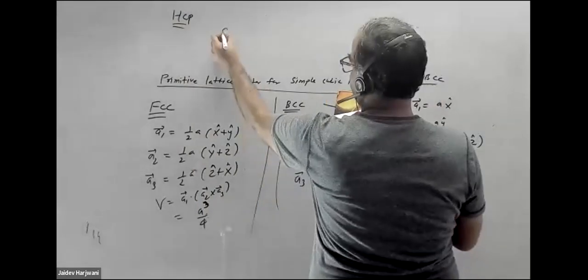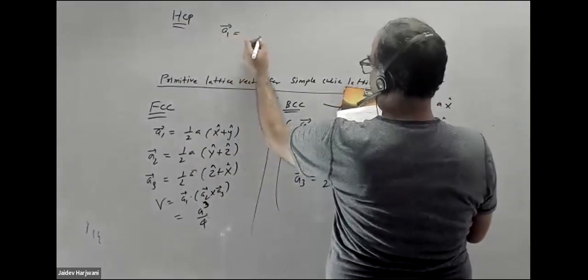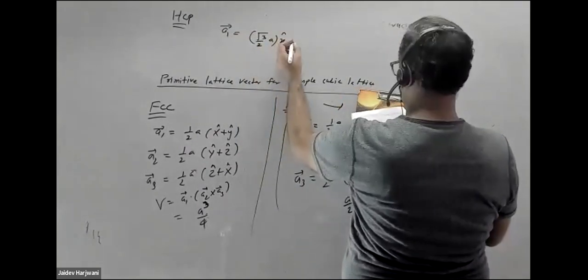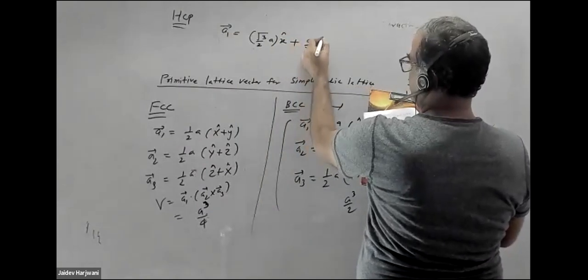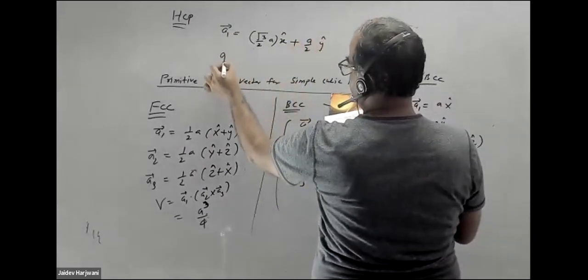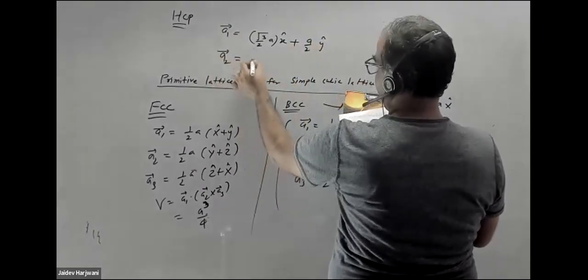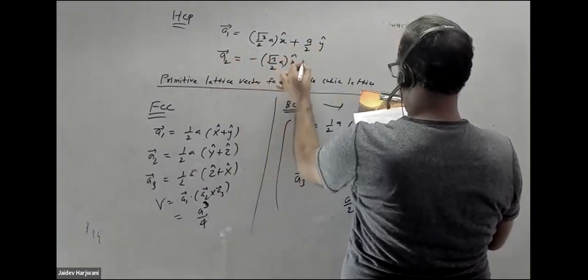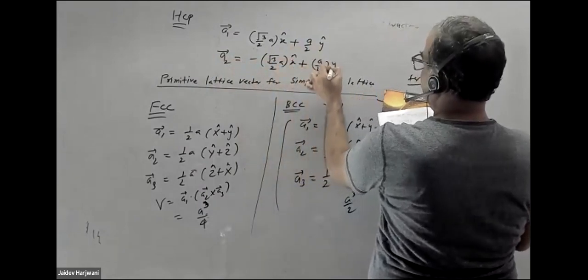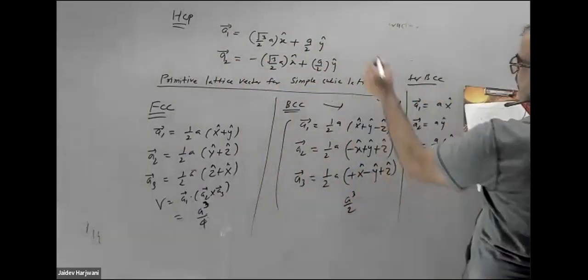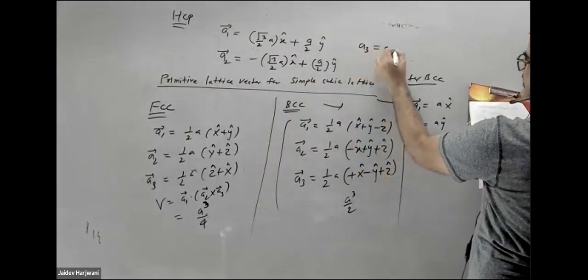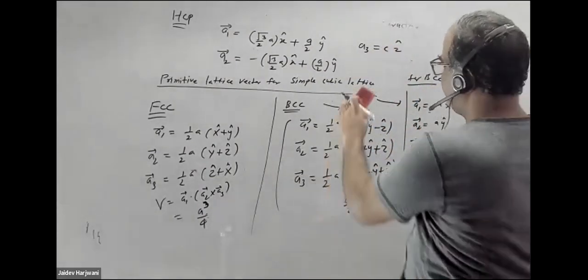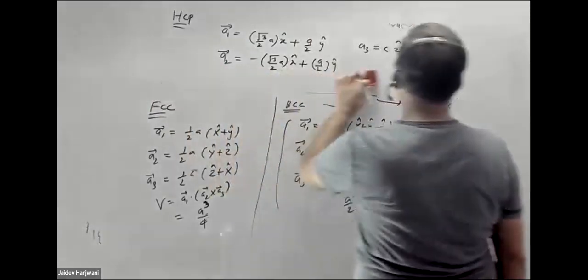So this will be A1, which will be equal to root 3 by 2 A x cap plus A by 2 y cap. So A2 will be minus root 3 by 2 A x cap plus A by 2 y cap, and your A3 will be C z cap. So in SCP also we have 2 sets. This was the one set.